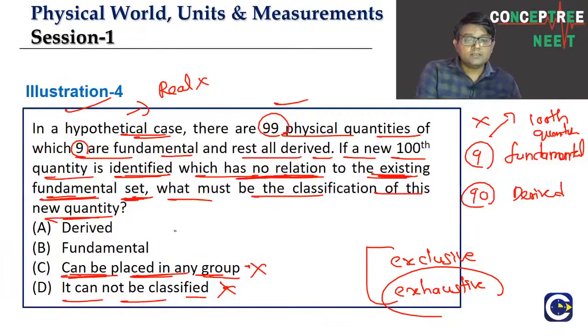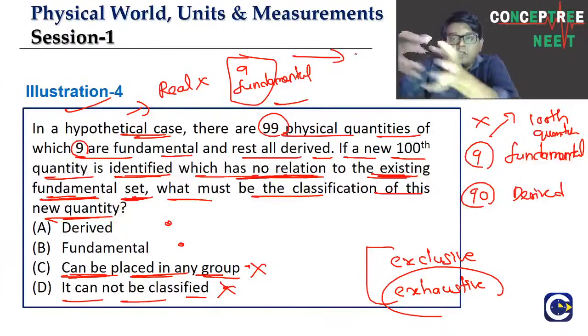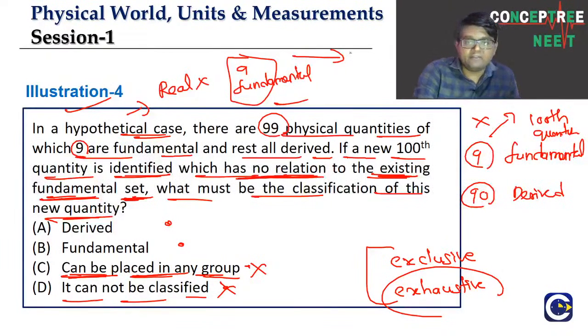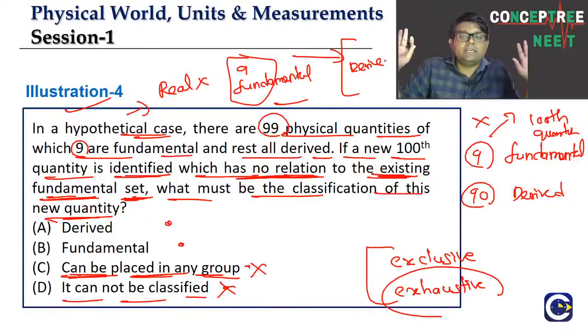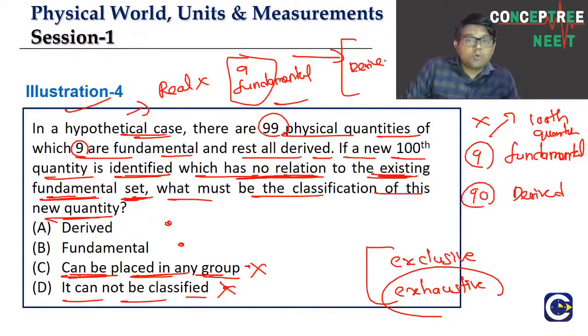Okay. Then the thing is, we have to choose between option A and option B. So if you read the critical statement of the question, we already have the 9 fundamental. Whatever you are able to derive is what you will call as the derived. But the new 100th quantity, is it related to the existing fundamental set? No. Which means, can you derive it? We cannot derive it. If you are not able to derive, you cannot call it a derived. So it cannot be placed as a derived quantity.